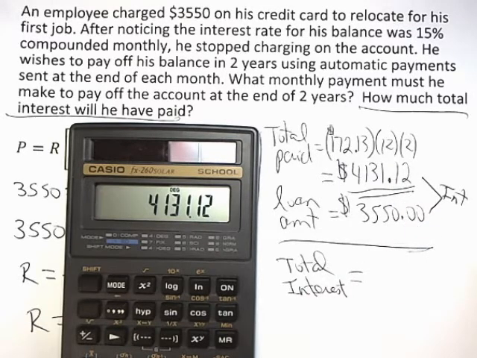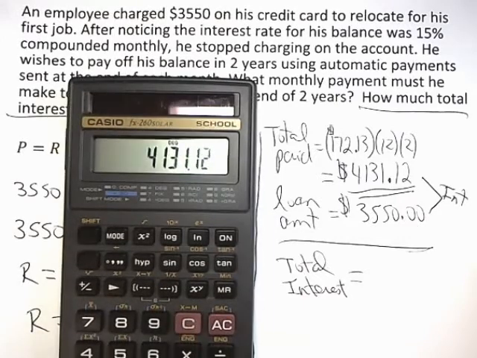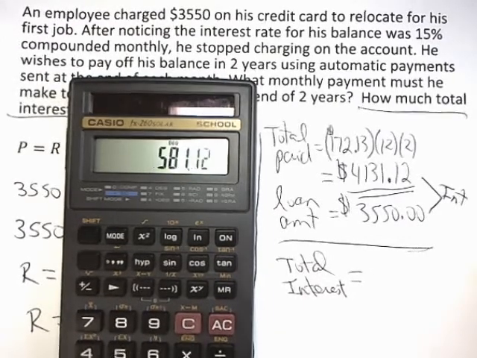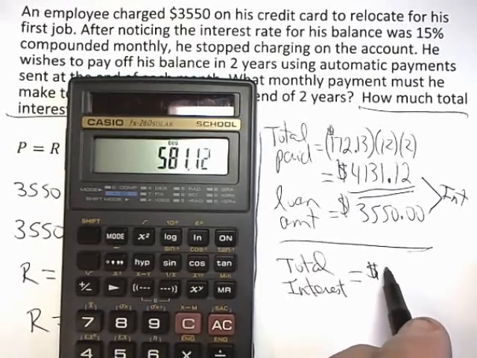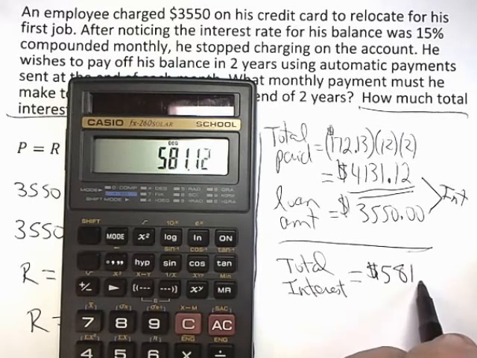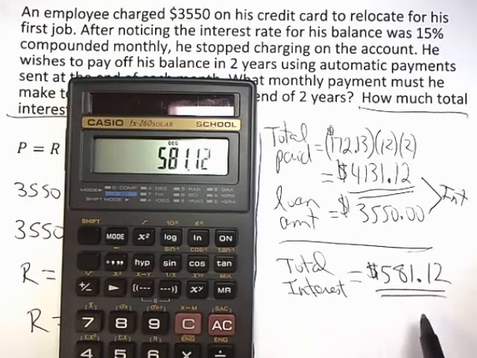And the big number is already in the calculator, so I can just now say minus $35.50, and I figure out that the employee ended up paying $581.12 to the credit card company in interest.